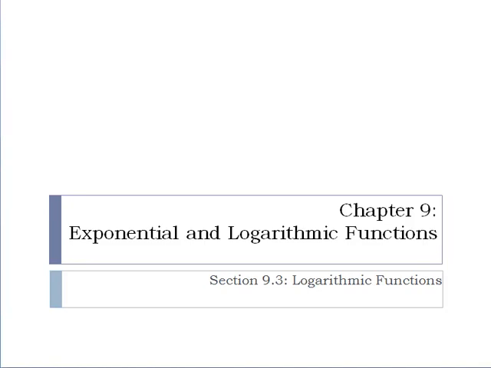Section 9.3, Logarithmic Functions. In this section we introduce the definition of what a logarithm is, and we show how it's related to the exponential functions. Exponential functions were fairly easy to work with, and once you understand how logarithms and inverses are connected, it's fairly easy to evaluate logarithms and then to talk about some of the properties that logarithms have.